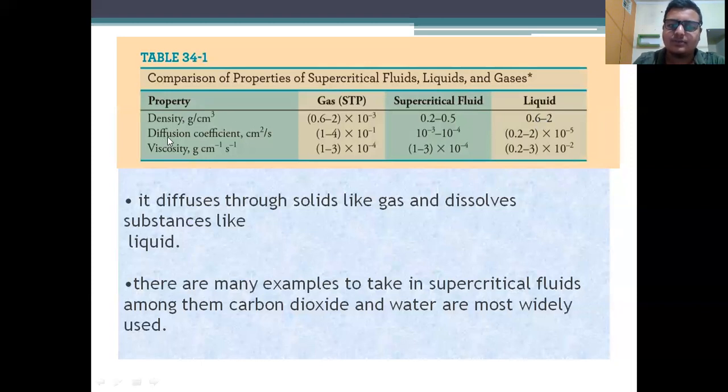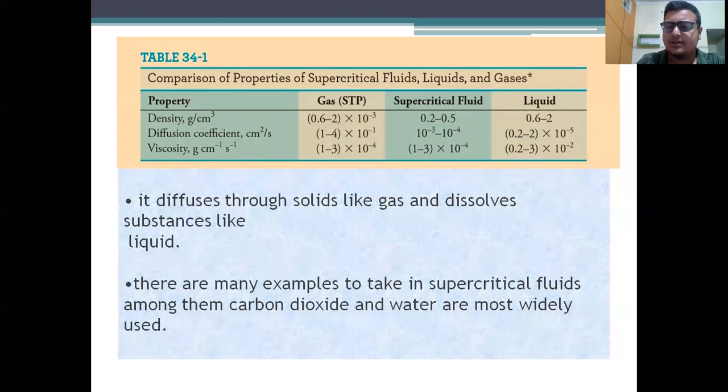When you come to the diffusion coefficient, the gas has 1 to 4 times 10 raised to the power of minus 1, and supercritical fluid has 10 raised to the power of minus 3 to 10 raised to the power of minus 4. If you come to liquid, it has 0.2 to 2 times 10 raised to the power of minus 5. So the diffusion coefficient, as you can see here, is much shifted towards liquid, which explains that the molecules arranged in the supercritical fluid are much more like a liquid.